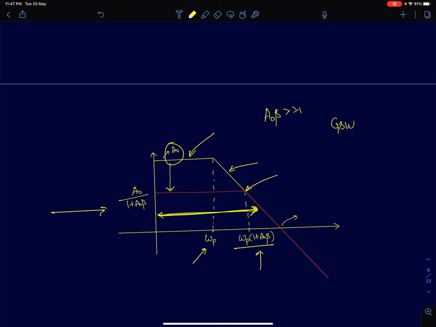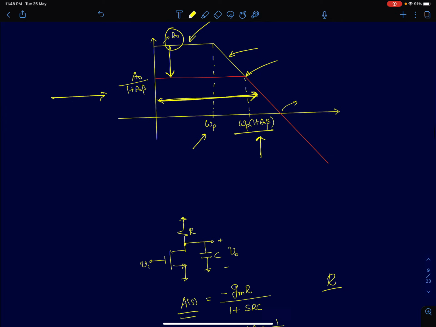And we can readily see that, of course, the bandwidth is increasing by a factor of 1 plus A naught beta, but the DC gain is decreasing by the same factor. So it looks like I'm trading off gain for bandwidth, such that the product of gain and bandwidth is the same. Now this is a principle which engineers were already aware of. They knew that if you have an amplifier, you can reduce its gain and extend its bandwidth.